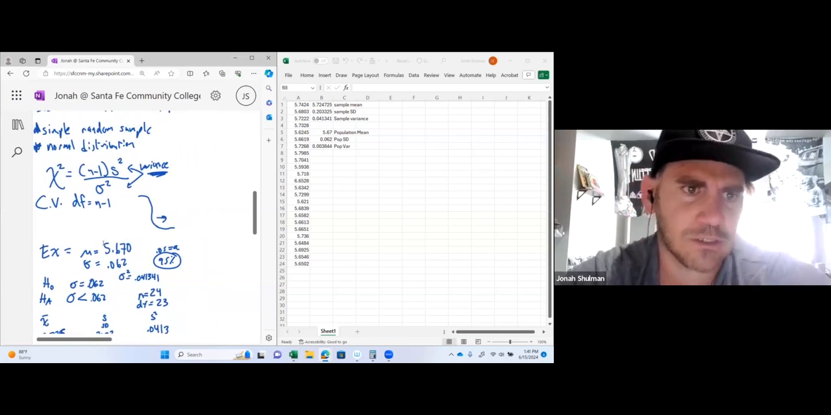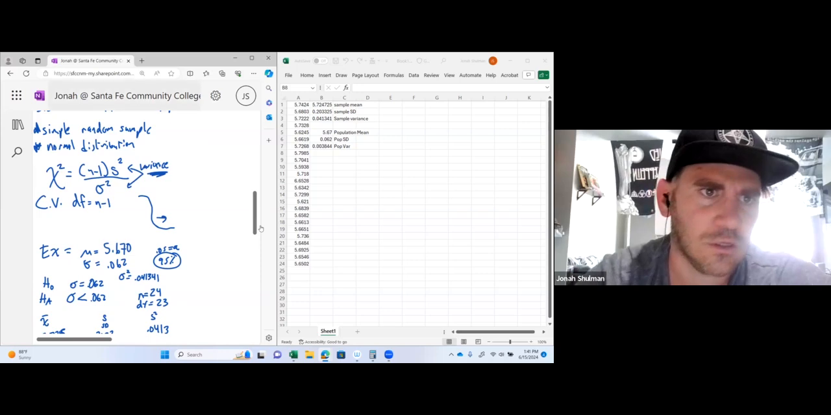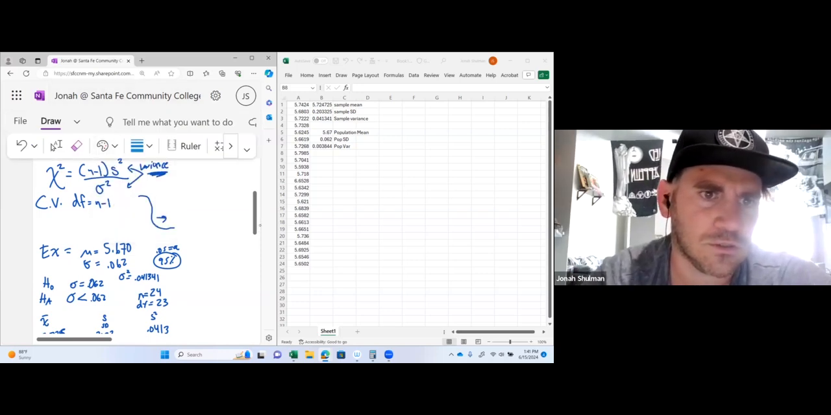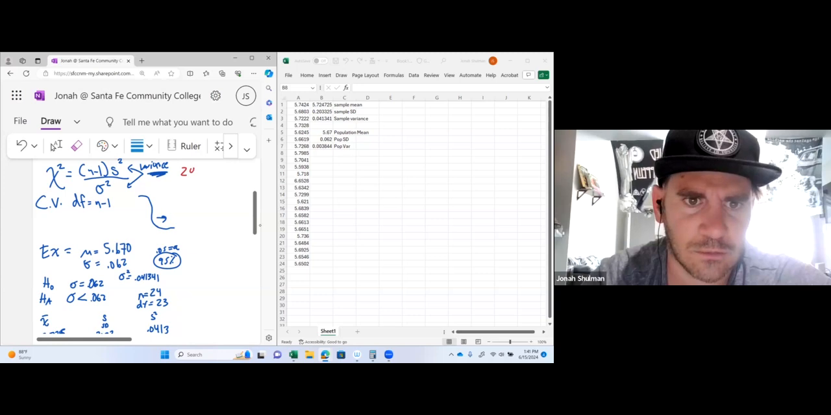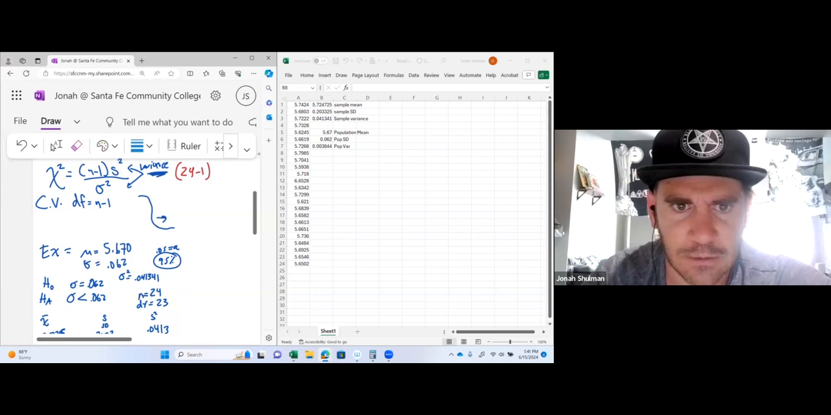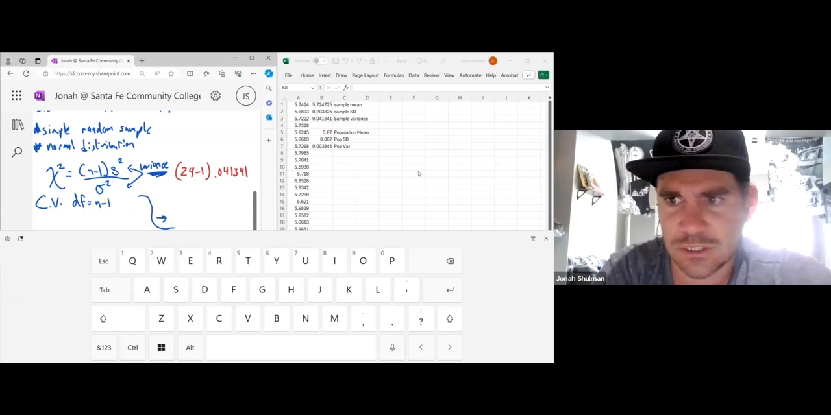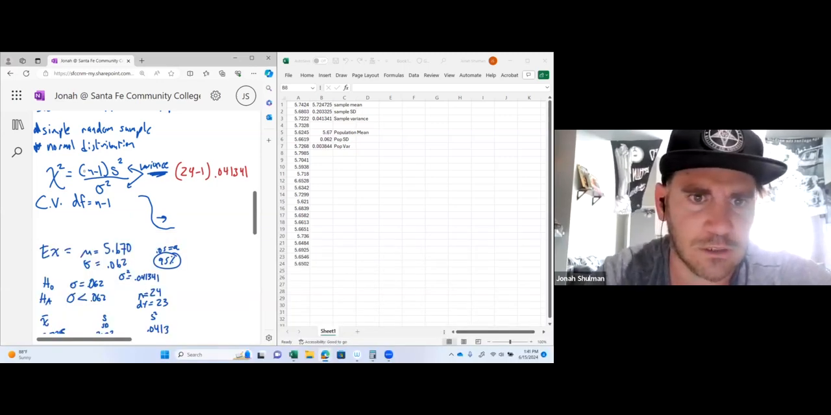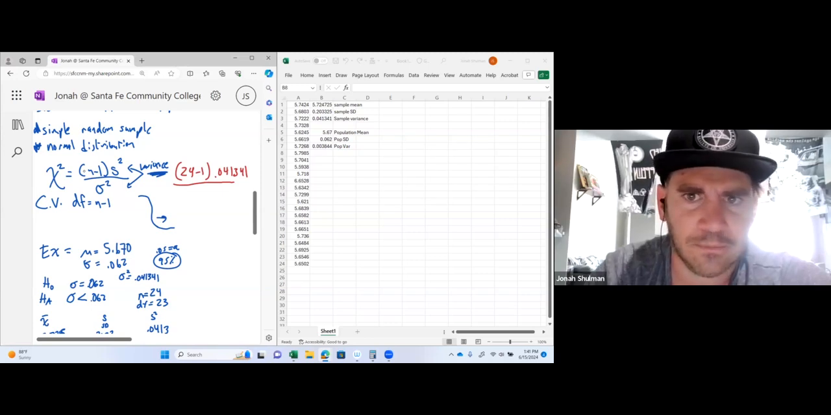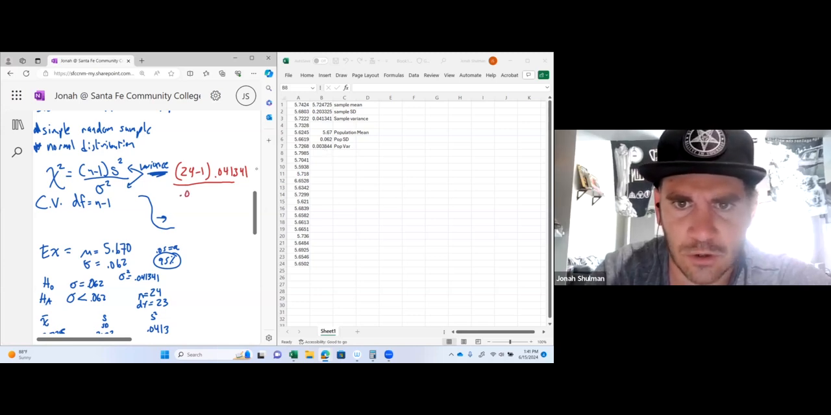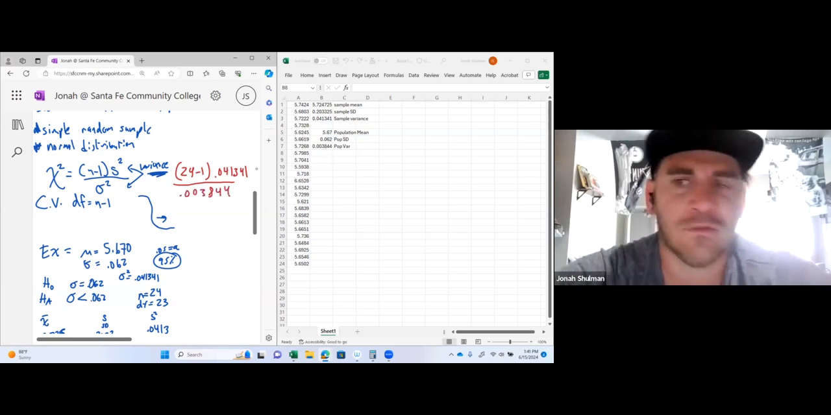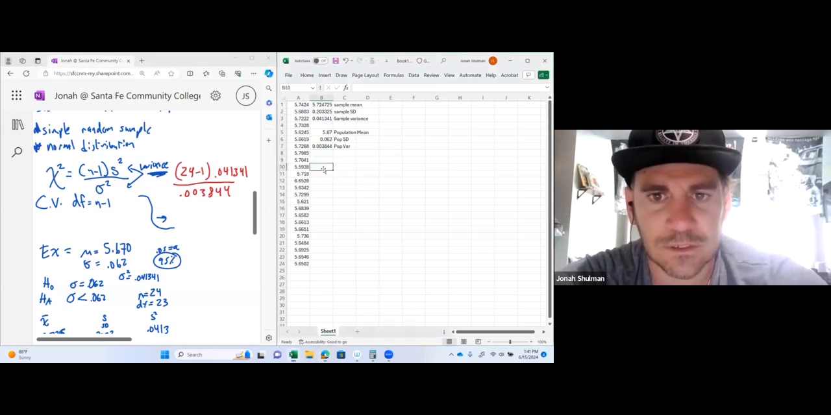So to get this chi-squared, all I have to do is take n minus 1. Well, we have 24 minus 1. We need the variance of the sample, which we just got, 0.041341. And then I just have to divide it by the variance of the population. So it's 0.003844. This is going to give us our chi-squared statistic.